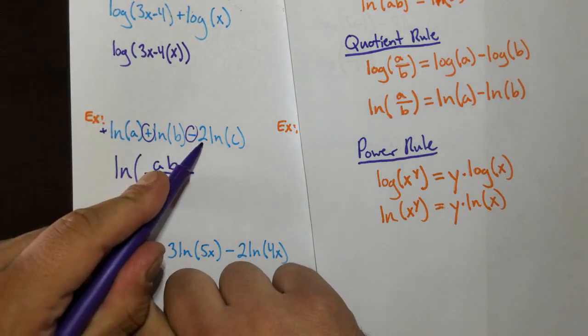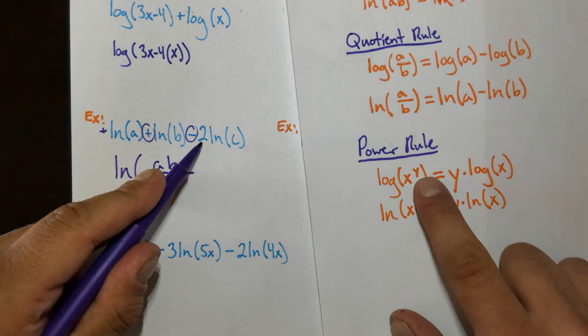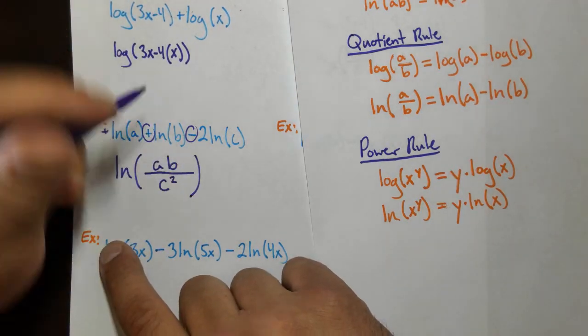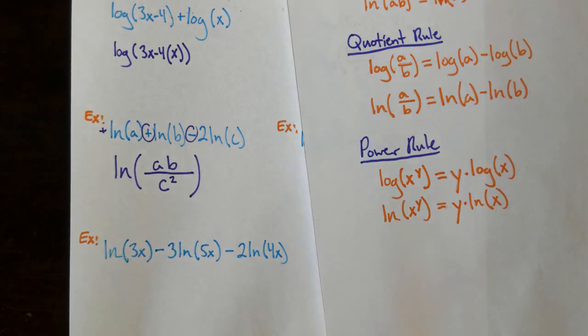However, we have this 2, and looking at the power rule, we can rewrite the 2 as an exponent. So this would be the same thing as ln of A times B over C squared.